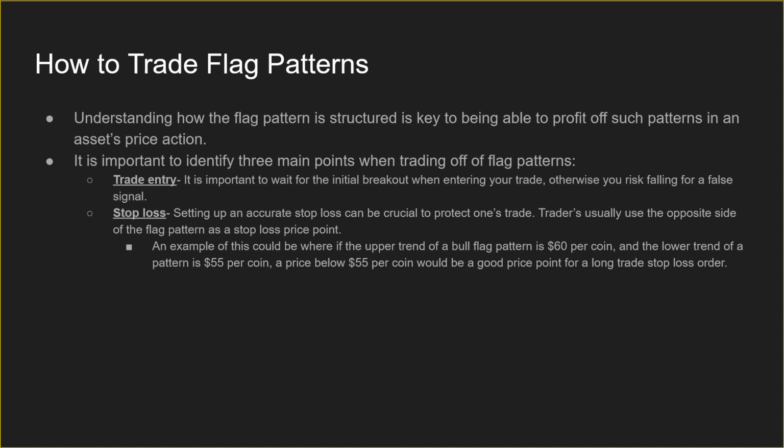An example of this could be found where if the upper trend of a bull flag pattern is $60 and the lower section of the pattern is $55 per coin, a price below $55 per coin would be a good price point for a long trade stop loss order, because if we see some sort of lower low beyond 55, it's no longer a bullish market structure. We're starting to see a breakdown. So once again, it goes with the idea of setting stop losses where your trade idea is invalidated.